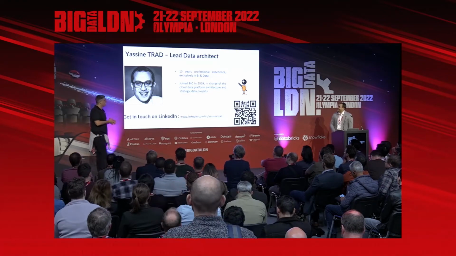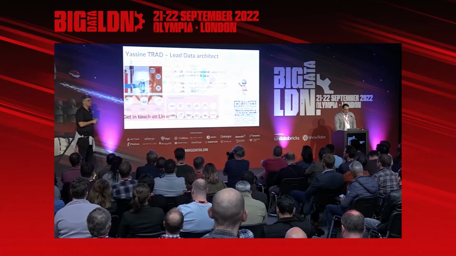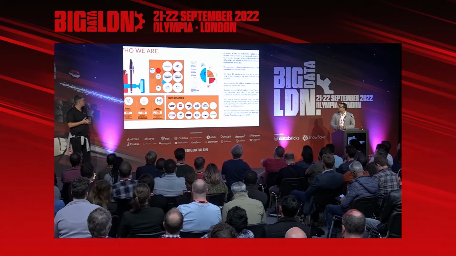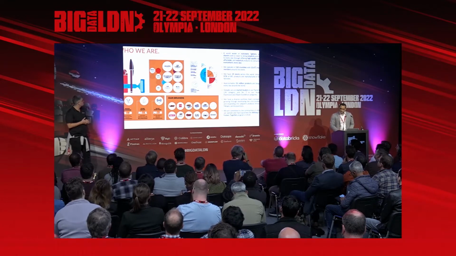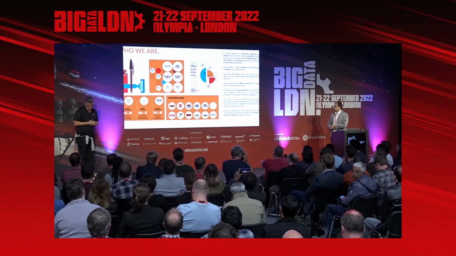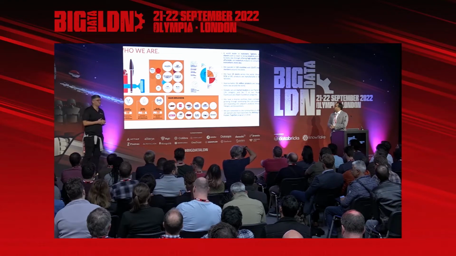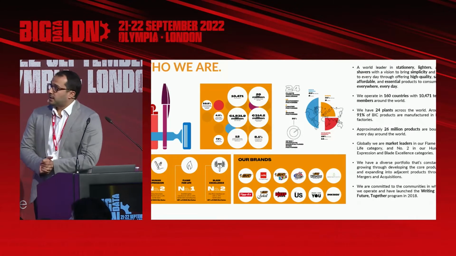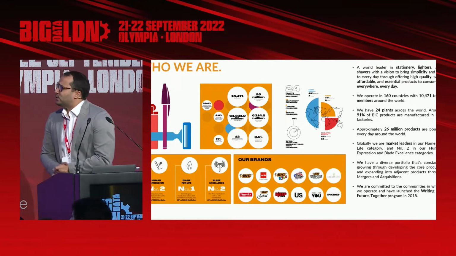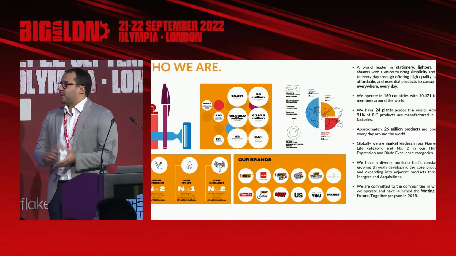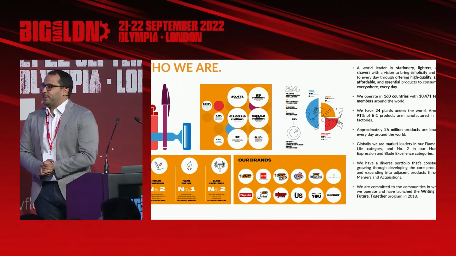So do you want to introduce BIC and what you guys do? Absolutely. So, all right, this is a slide about who we are. Seems to be some sort of issue with the overlay, but just a few key figures. I think everyone knows BIC. It's a leading company in everything about stationary, lighters, shavers. A few interesting figures: 1.8 billion in net sales in 2021, and approximately 26 million products are sold every day around the world. We operate in 160 countries, so lots of data to play with.